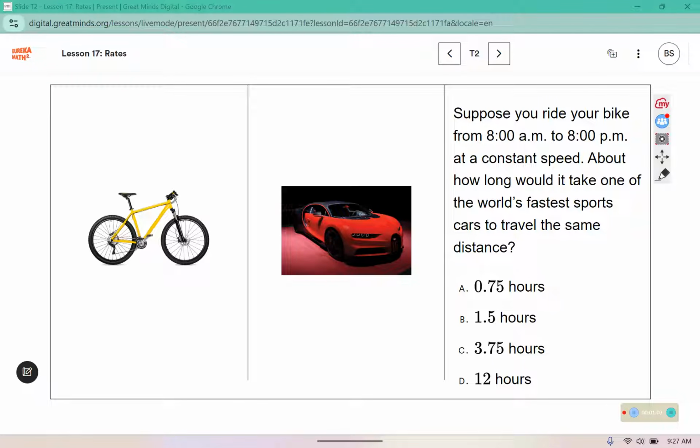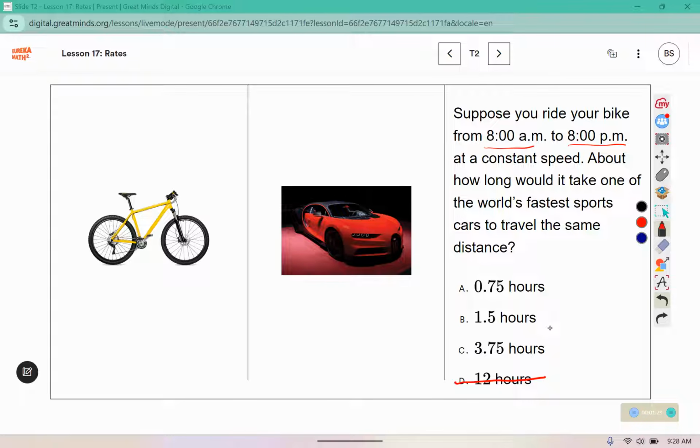Suppose you ride your bike from 8 a.m. to 8 p.m. at a constant speed. About how long would it take one of the world's fastest sports cars to travel the same distance? Well, from 8 a.m. to 8 p.m., that's 12 hours. We would expect the car to travel a lot faster than we would on a bike, so it shouldn't take the car 12 hours to go the same distance.